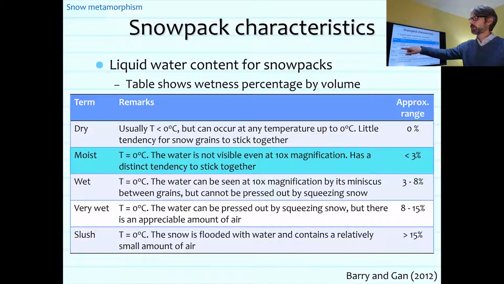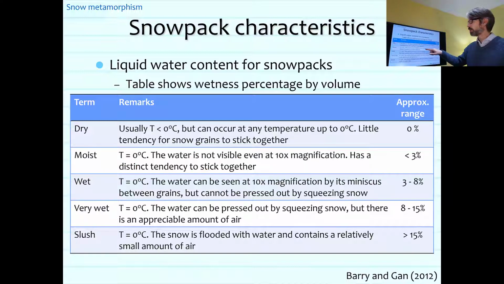Moist snow occurs at a temperature of 0 degrees. The water won't be visible even at a magnification of 10 times, but you'll begin to notice that it'll stick together. And so this is a liquid water content of 3% or less. We're now getting into wet snow, so this is where the water can actually be seen at a 10 times magnification by its meniscus between the grains. But if we squeeze the snow, we can't squeeze out liquid water. And so this will range between 3 and 8%.